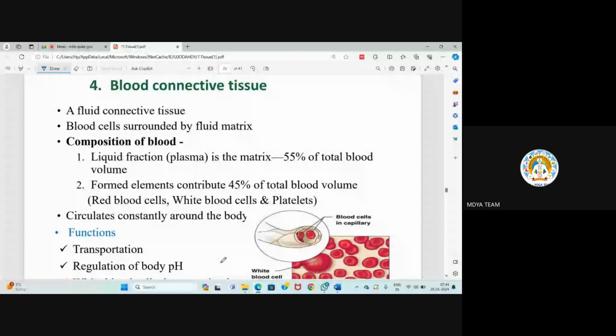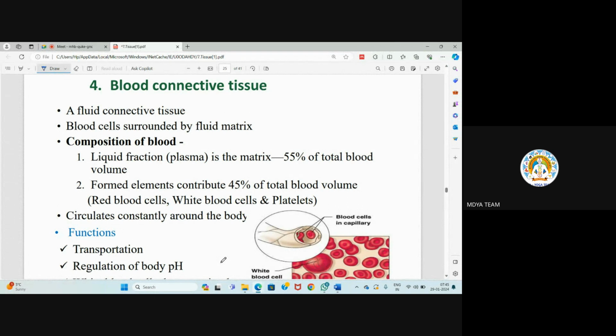Okay, now next is blood connective tissue. So blood is a different kind of connective tissue, means it is a type of connective tissue. So this is a very important question: blood is which type of tissue? It is connective tissue, a fluid connective tissue.